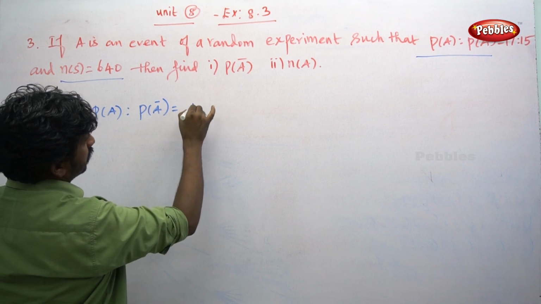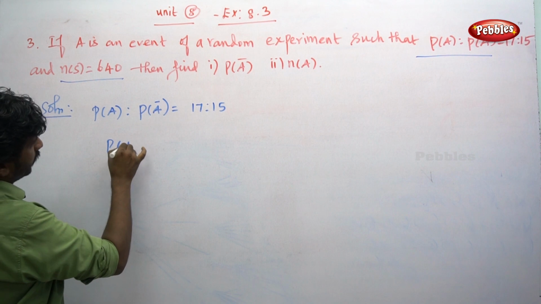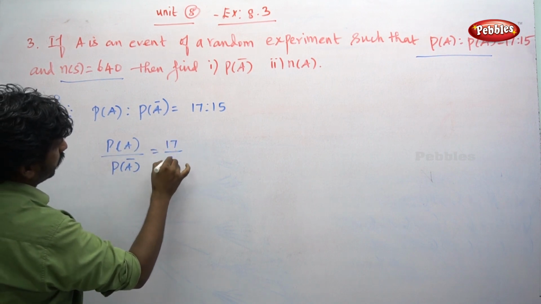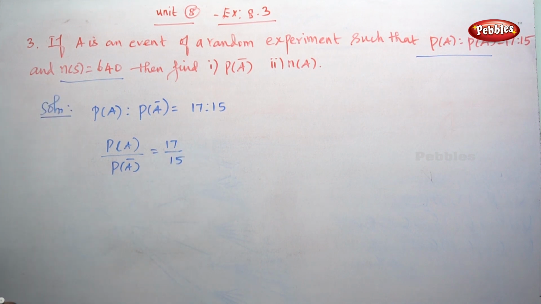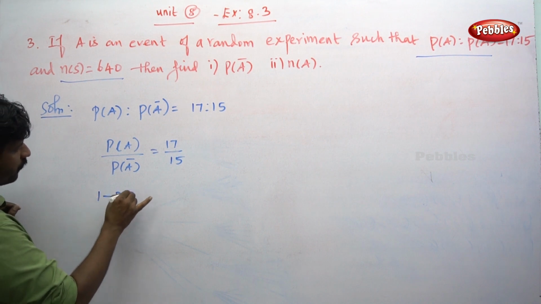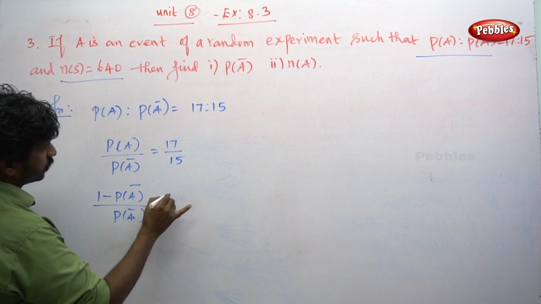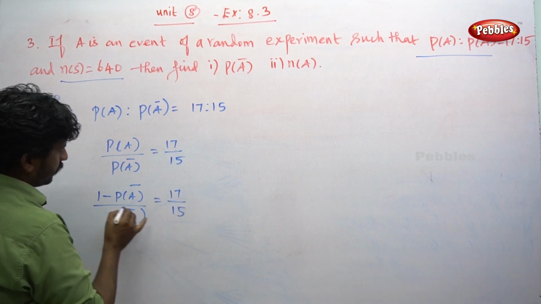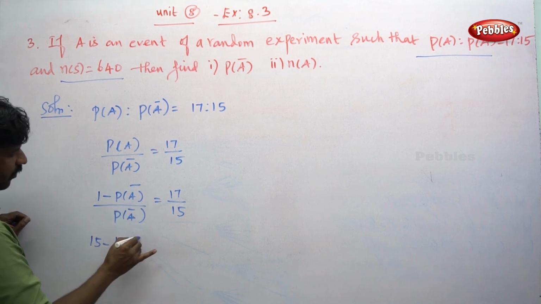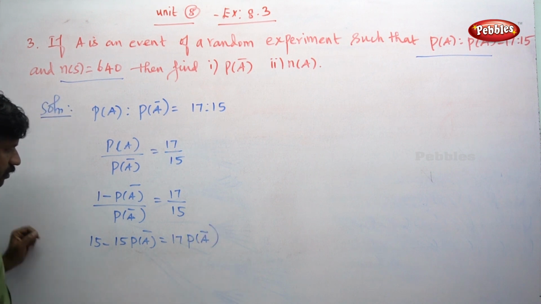So this is 17 is to 15, right? Which means P of A divided by P of A bar is equal to 17 by 15. P of A can be written as 1 minus P of A bar by P of A bar, which is equal to 17 by 15. Cross multiply: 15 minus 15 P of A bar is equal to 17 into P of A bar, right?